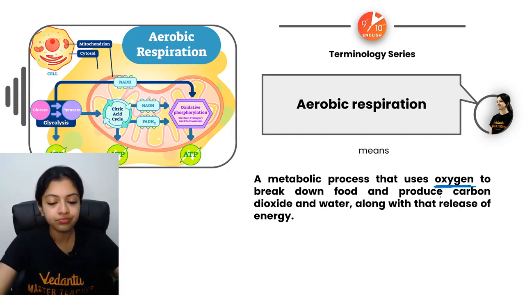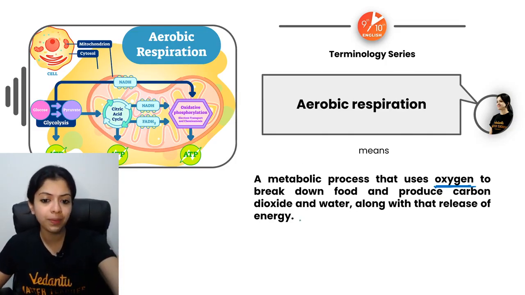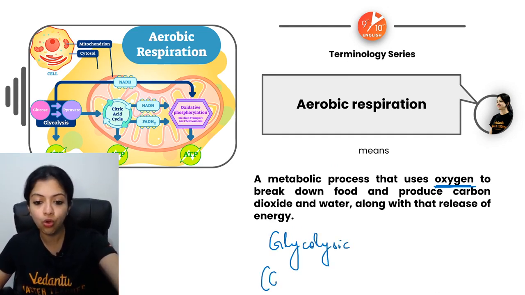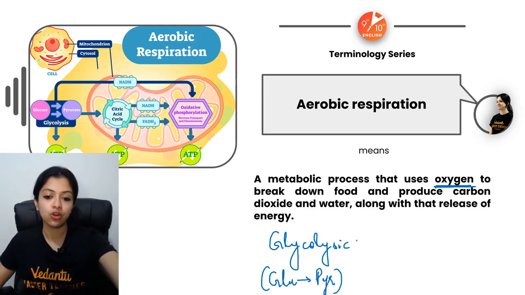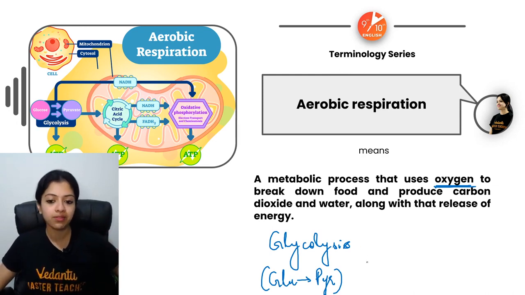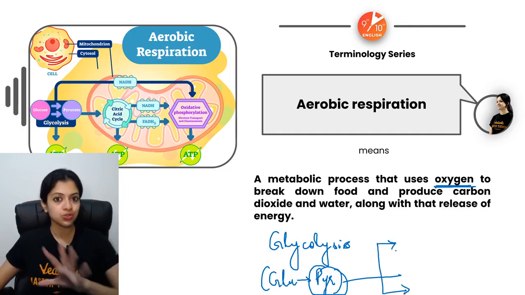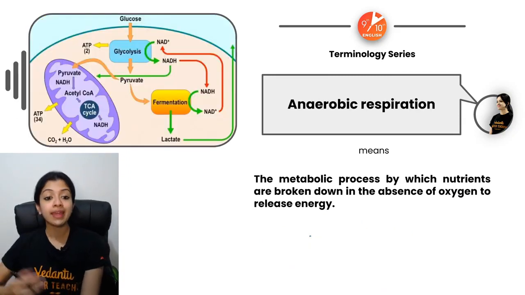Starting with glycolysis, aerobic respiration always starts with glycolysis, which is the conversion of glucose to pyruvate. This is glycolysis. Now, this would occur in aerobic and in anaerobic respiration. And then what happens to the pyruvate is what differs. And that's the flow chart which I was telling you to remember.